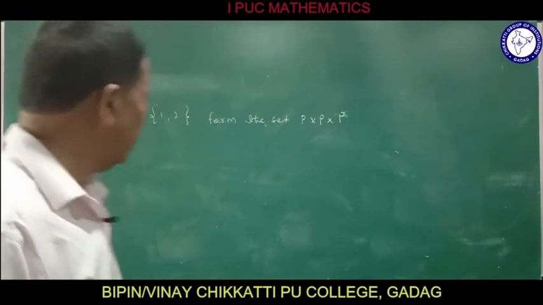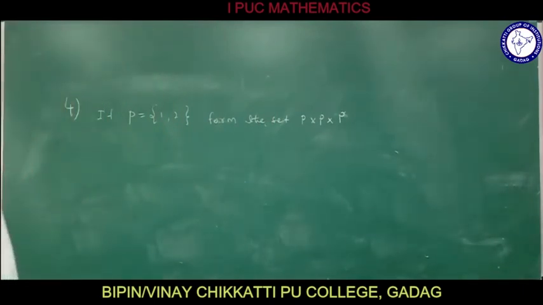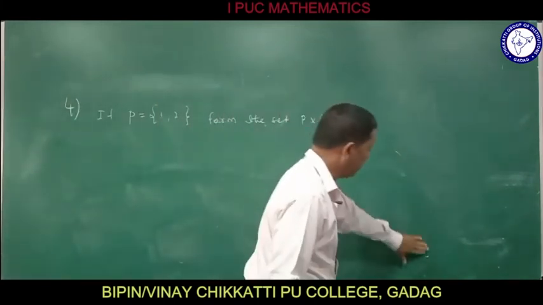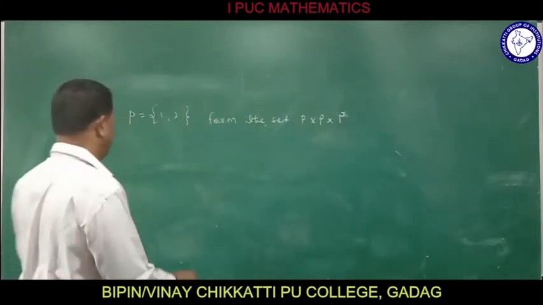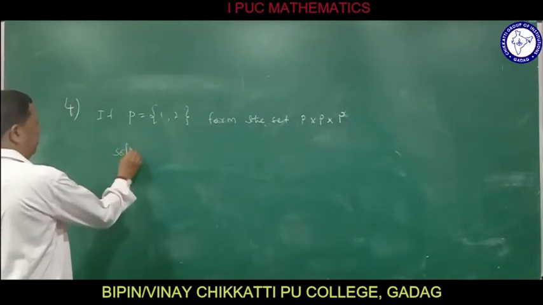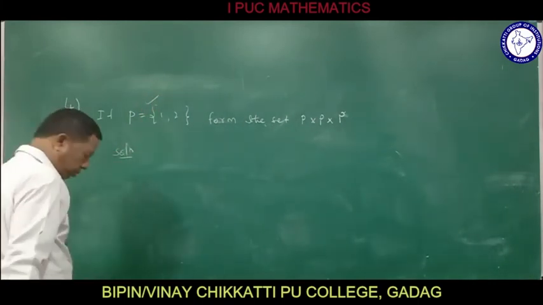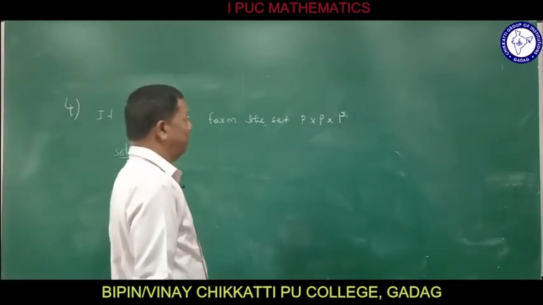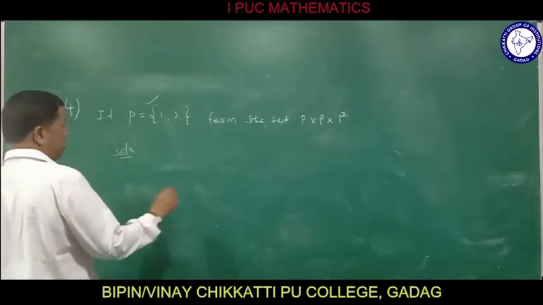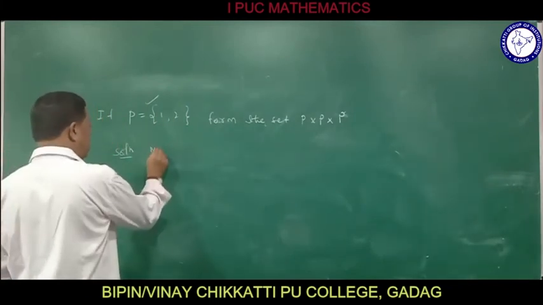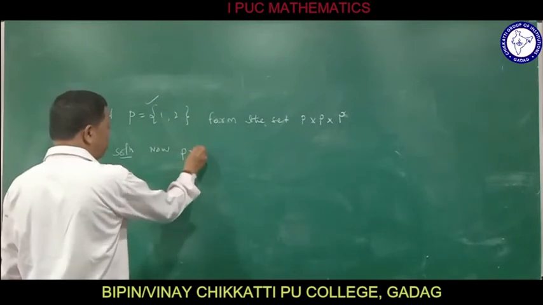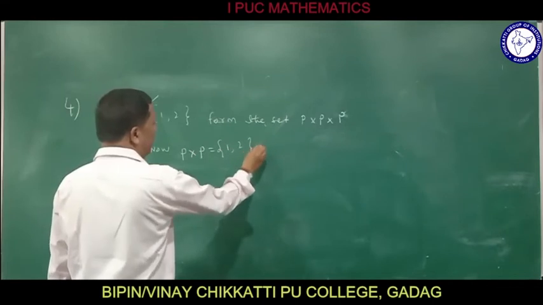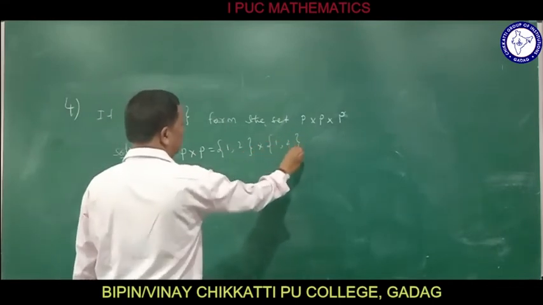So basically I have told you that an ordered pair is in a plane, an ordered triplet in a space. So how to find out the triplet I am telling you. Look at this first. If P equal to {1, 2}, form the set P cross P cross P, Cartesian product extension. First what I do, I want to take P cross P only, you have to find out. What is P? {1, 2} into {1, 2}.